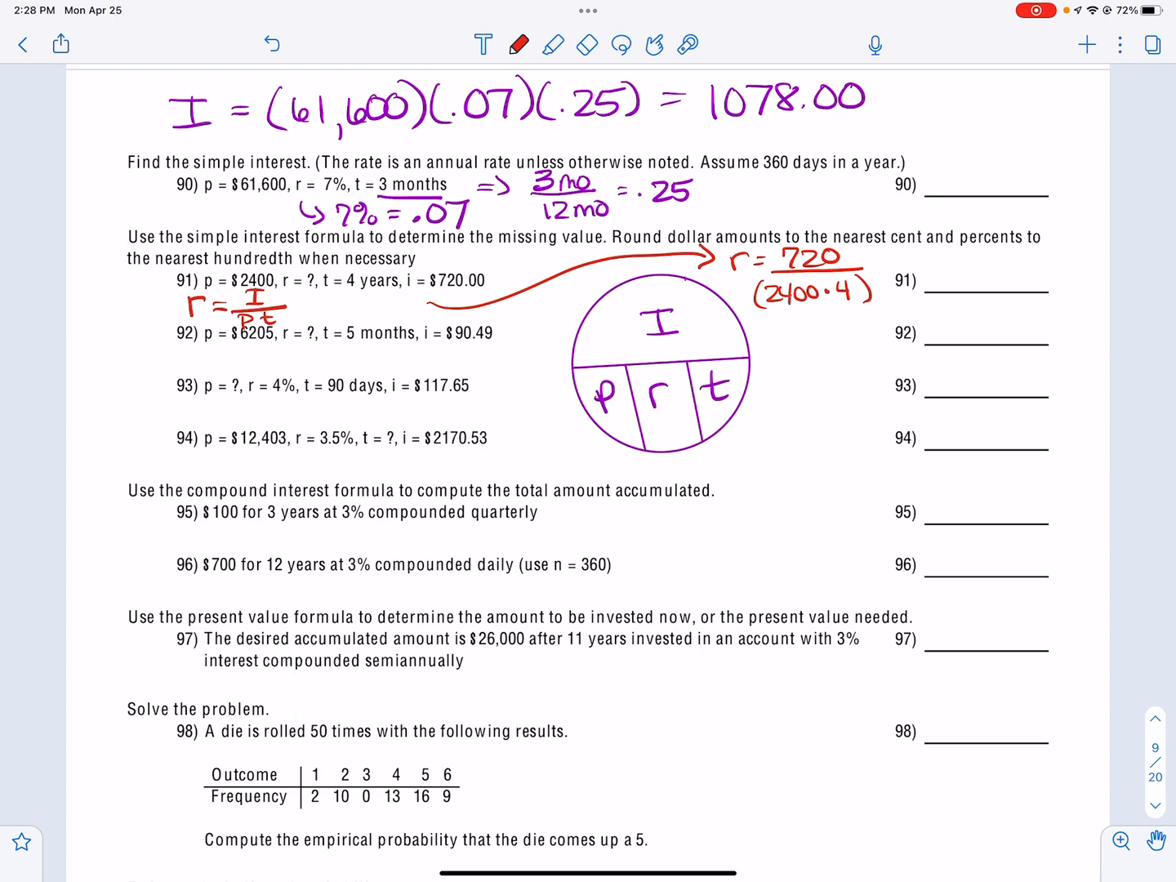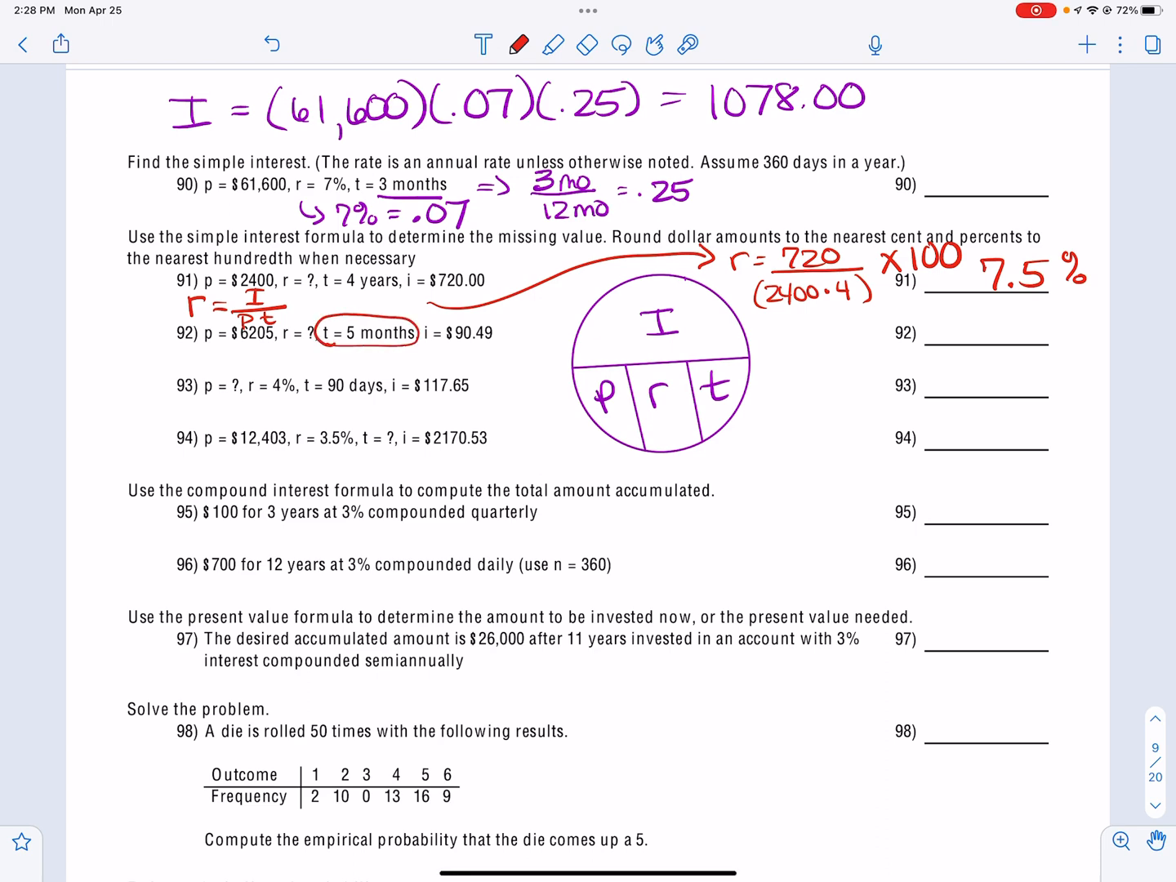And then, because I'm looking for a rate, I am going to have to multiply that by 100 so that I can change it into a percentage. So when I do that, it says round to the nearest hundredth when necessary, which is 2 decimal places. And so this comes out to be 7.5%. Now the next one is the same, except that they give you time in months.